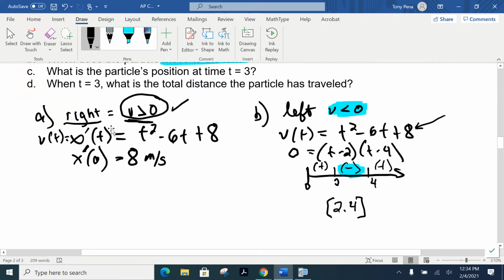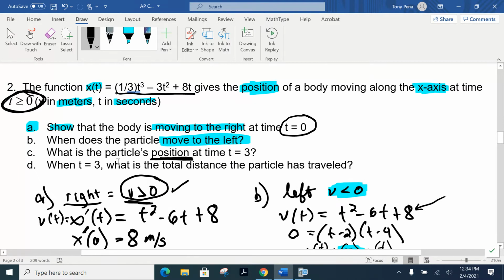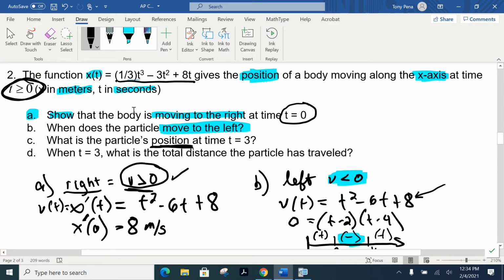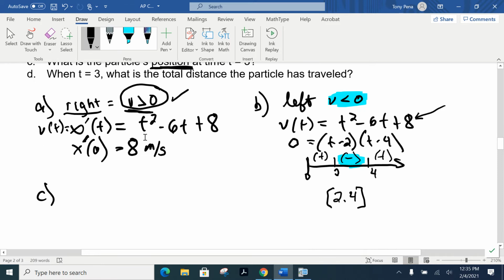All right, letter C. I want to know what's the position at that time. So this is super easy. I want to show us something on the calculator we kind of already have done, but it's going to become pretty important in this one. So this is your position function. All we're really looking for is, if I took a 3 and plugged it in right here, what's that going to evaluate to be? But here's how we're going to do this.